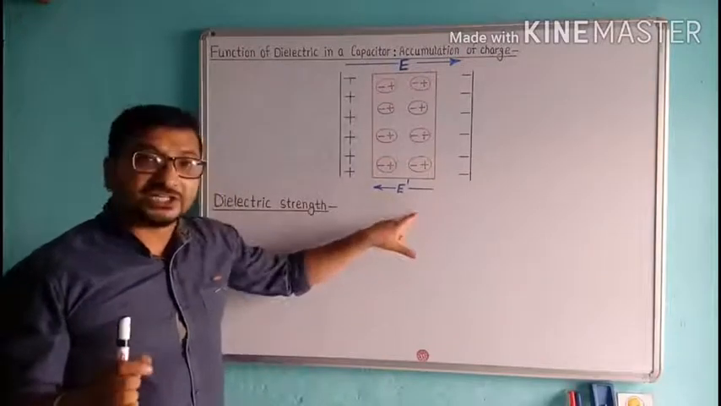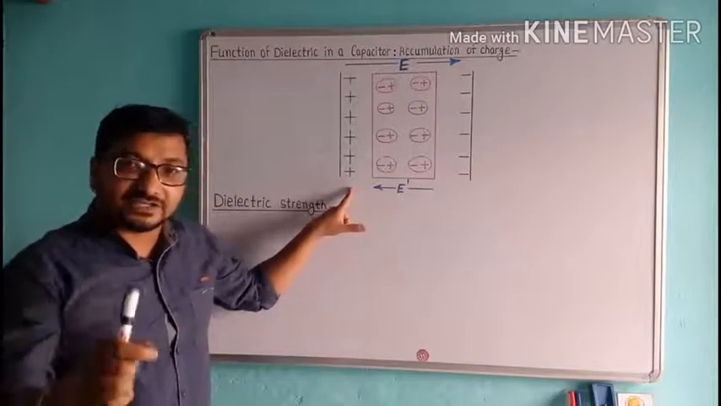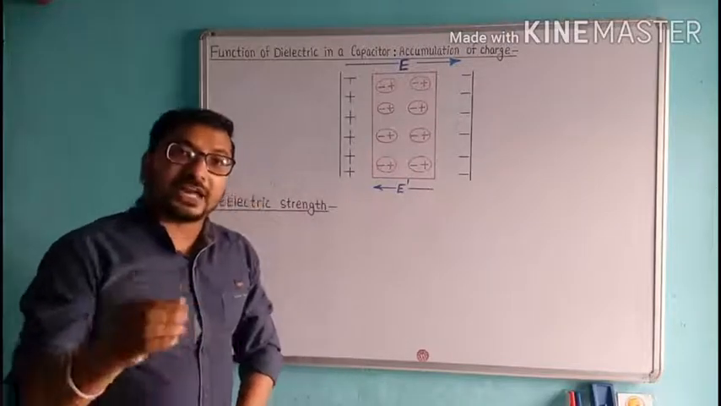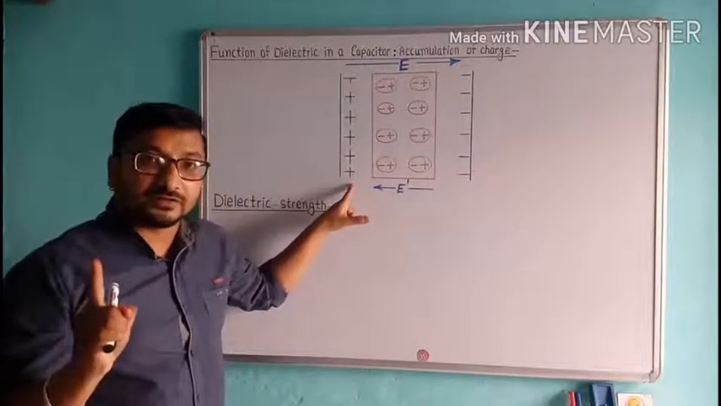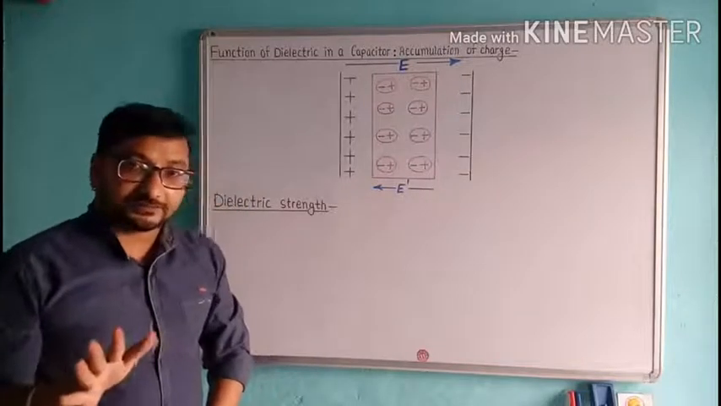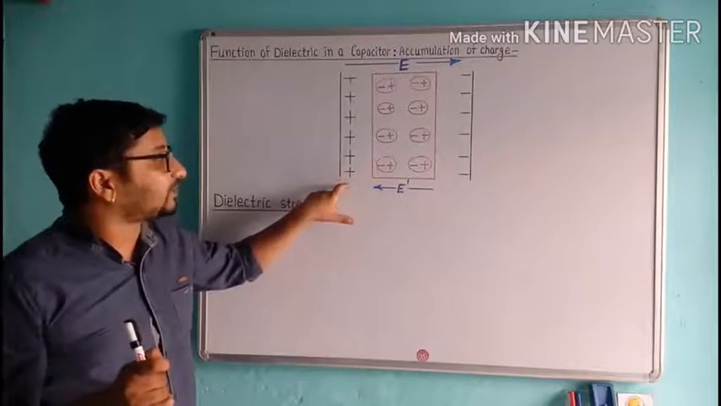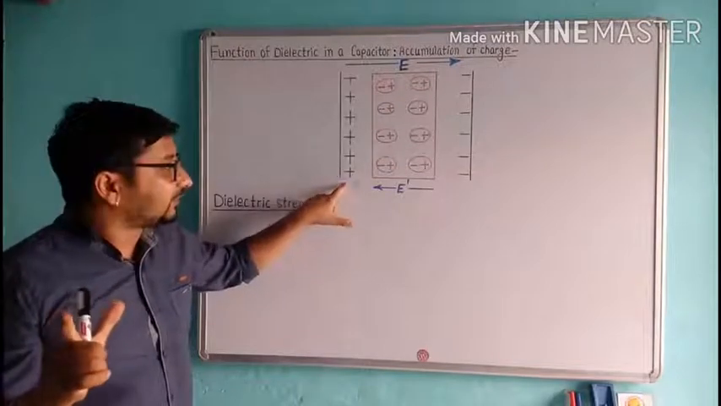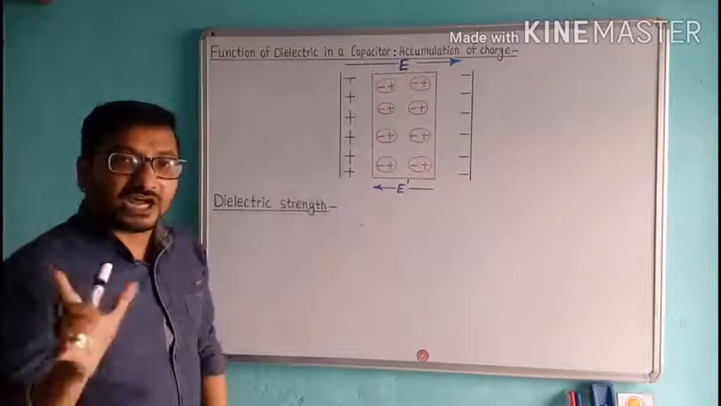So the potential difference between the two plates of the capacitor also decreases, since E is equal to V upon d. So the electric capacitance of the capacitor increases. So we can say the capacitor can store a more amount of electric charge. Since its electric capacitance increases, that means it can store more electric charge.